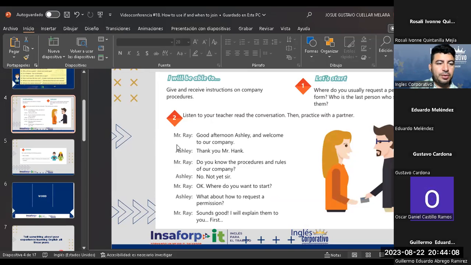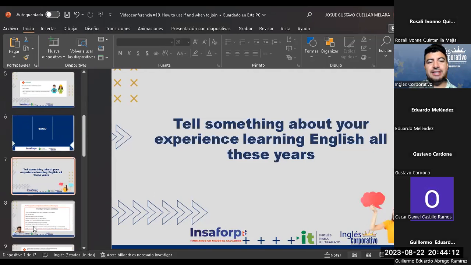That's it. Thank you. Okay, we're going to move to the first speaking activity. Tell something about your experience learning English all these years. It can be positive. It can be negative. It can be like a limitation, an opportunity. Or you can talk about your objectives, whatever you want to say. Commonly, we may say things about some difficulties that we have had, or maybe some positive things that we have learned, okay? Tell something about your experience learning English all these years, okay? We're going to check this.